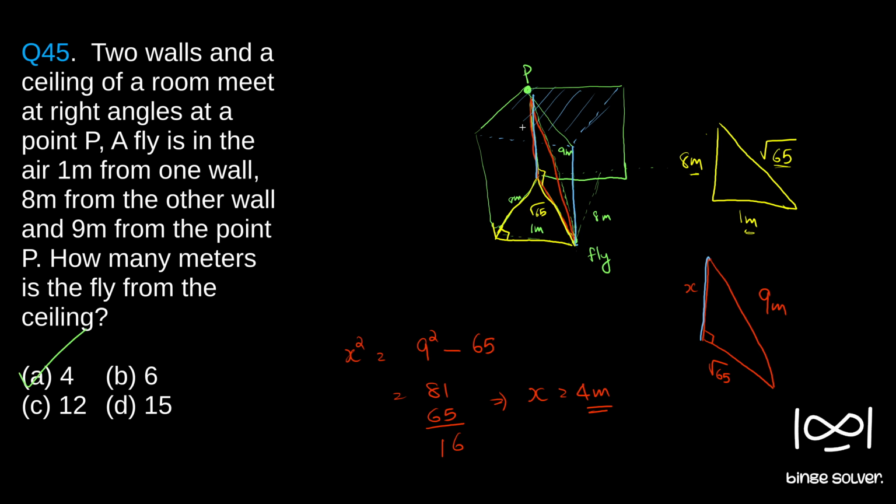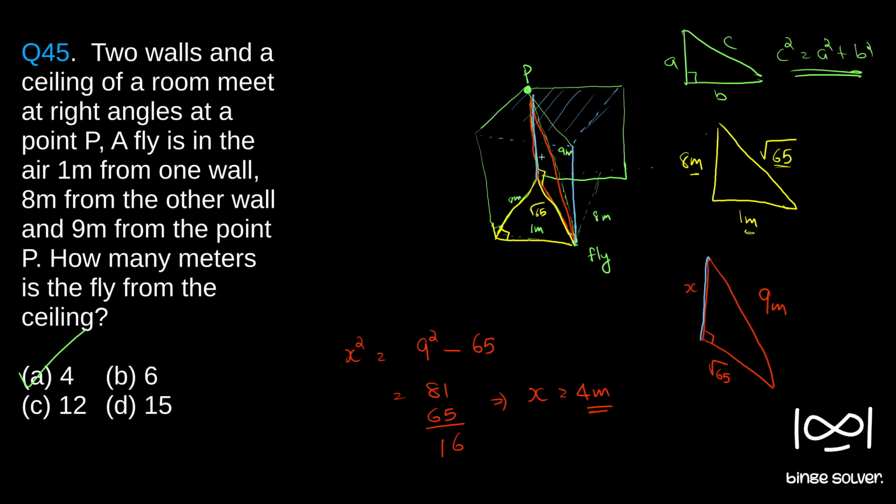This is a simple question, but you should be able to visualize a 3D area, draw the proper triangles and apply the Pythagoras theorem. The only theorem used in this question is Pythagoras theorem, which says if we have a right angle triangle and these are the sides, then c square is equal to a square plus b square.